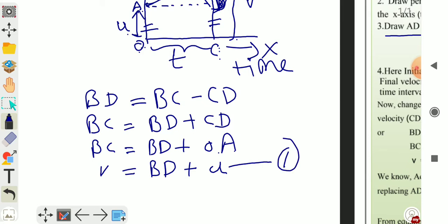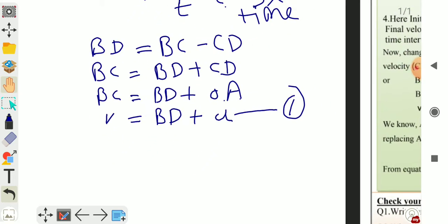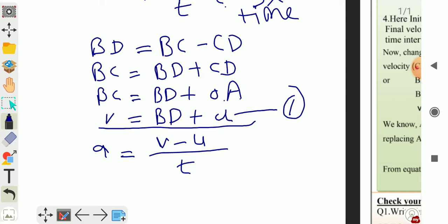Now A means rate of change in velocity. A equal to change in velocity over time, means V minus U upon T. So from this equation BD will be equal to V minus U.